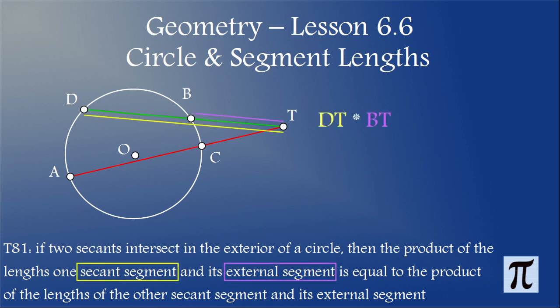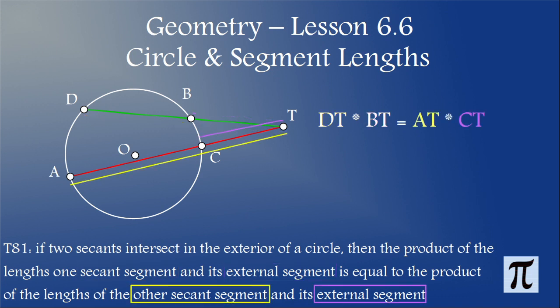One secant segment, in yellow here, would be DT, and its external segment in purple is BT. So you take the entire length of the secant and multiply by the length of the external part. Likewise, secant AT will be multiplied by its external segment length CT.